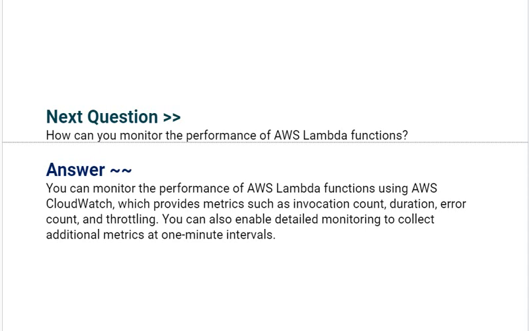Our next interview question is: how can you monitor the performance of AWS Lambda functions? Your answer should be: you can monitor the performance of AWS Lambda functions using AWS CloudWatch, which provides metrics such as invocation count, duration, error count, and throttling. You can also enable detailed monitoring to collect additional metrics at 1-minute intervals.